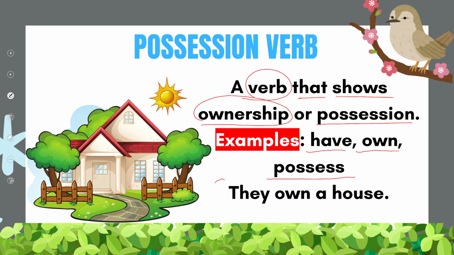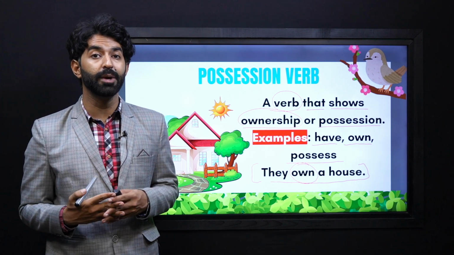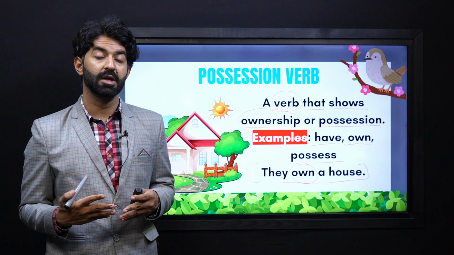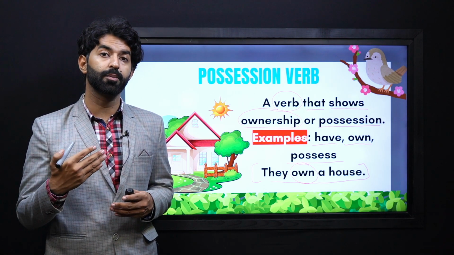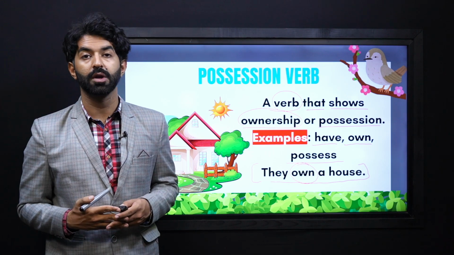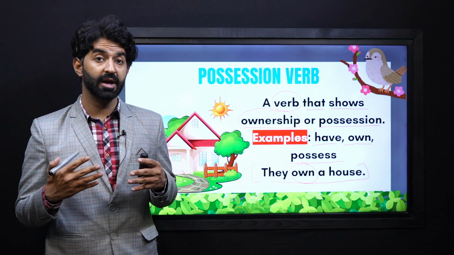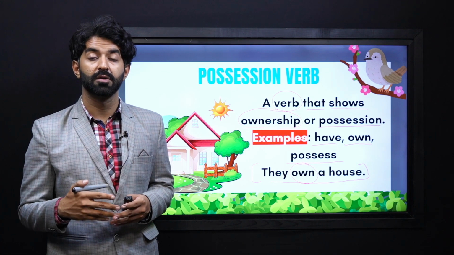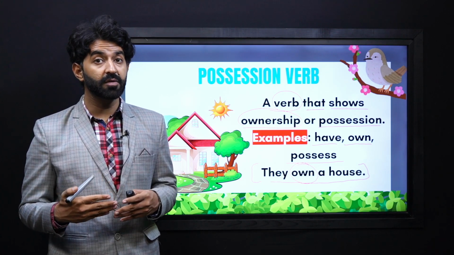For example, they own a house. So owning here, or own here, is an action, it's a state of being, but it is a possession. It is showing possession, that they own a house. So it's again telling us more about the subject and giving more information.